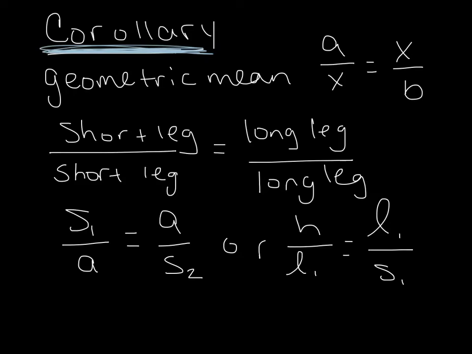This is probably the most difficult part, the corollary. The geometric mean, A over X is the same thing as X over B. Another way to put that would be short leg over short leg equals long leg over long leg. Or side 1 over A equals A over side 2, or H, which is hypotenuse over leg 1, equals leg 1 over side 1. So those are all the different things. This is, again, like I said, the most difficult, so I'm going to try a few of these with you.